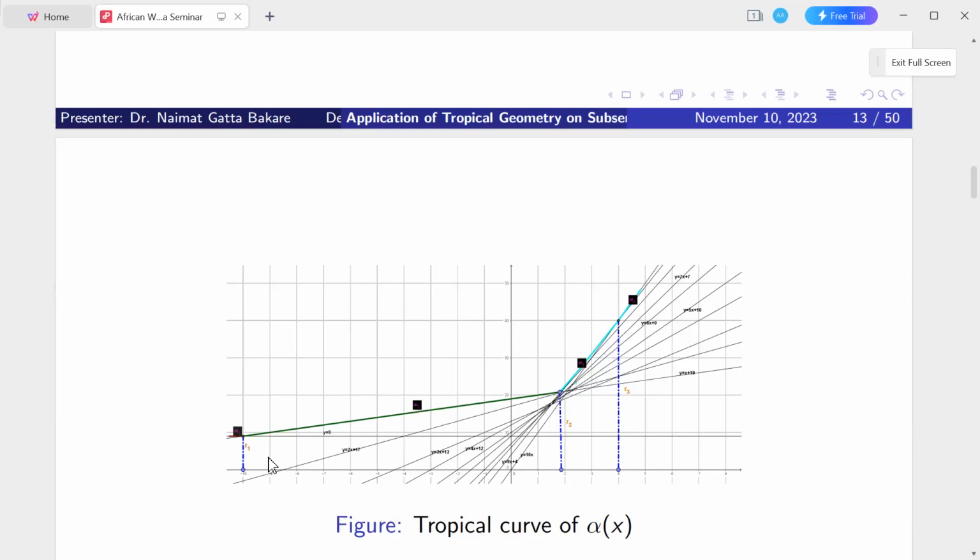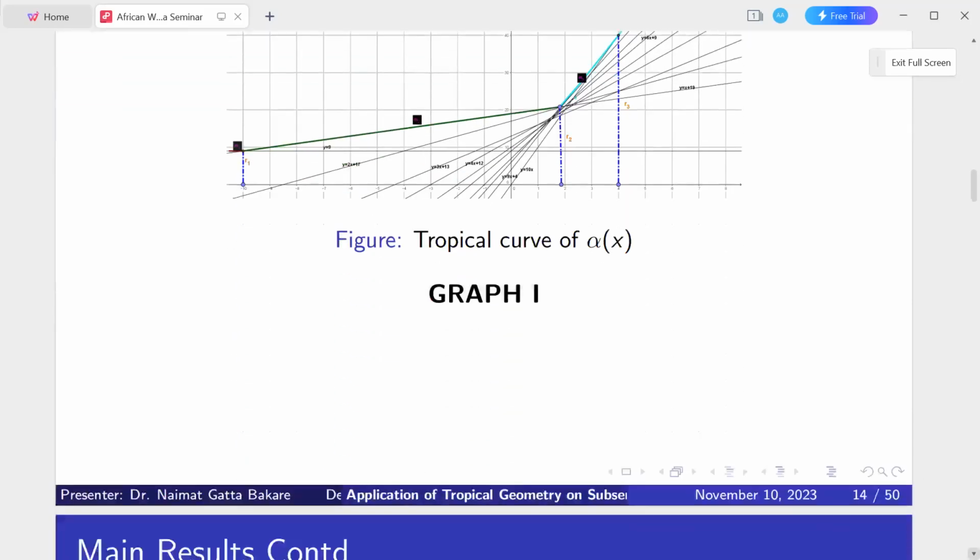Now, while these dotted lines are representing our tropical roots, R1, R2, so in this example, we have 3 tropical roots for this alpha of S, while we have our slope to be 1, 2, 3, 4. We have slope to be 4. And now, we use our slope to find our multiplicity of the roots.